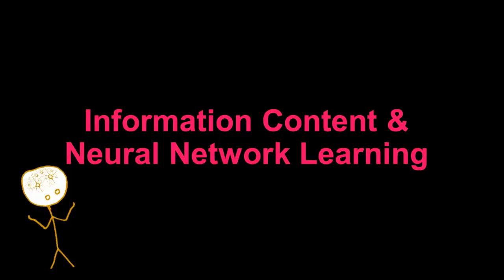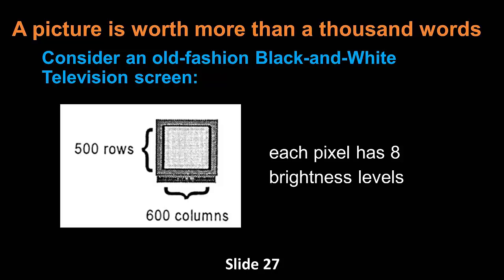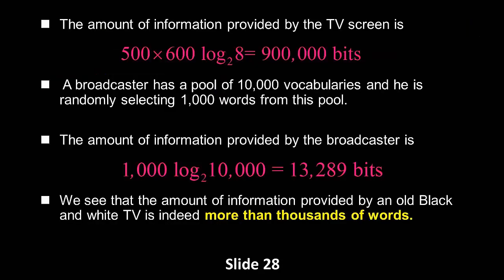Now let's look at information content and neural network learning. We all know the saying that a picture is worth more than 1,000 words. We are going to show it in the next two slides, 27 and 28. Here, looking at an old-fashioned black and white television screen, it has 500 rows, 600 columns. Each pixel has 8 brightness levels. The amount of information provided by the TV screen is 900,000 bits.